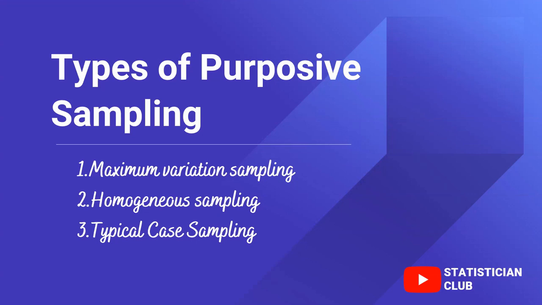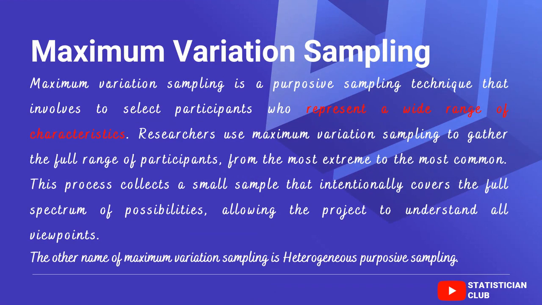In this video, I explain the types of purposive sampling. The first type is maximum variation sampling. In maximum variation sampling, we select participants who represent a wide range of characteristics. The participants that we select have different types of characteristics. We do this because we cover a wide range of the population.